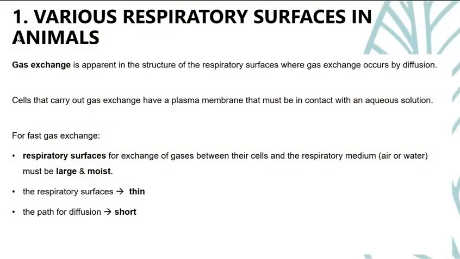This is the first subtopic of this chapter. We are going to look at the different types of respiratory surface in different animals. Different animals have different respiratory surfaces. Some animals use lungs, some use gills, and some use their skin for the exchange of gases. Gas exchange is apparent in the structure of respiratory surfaces, where gas exchange occurs by diffusion.